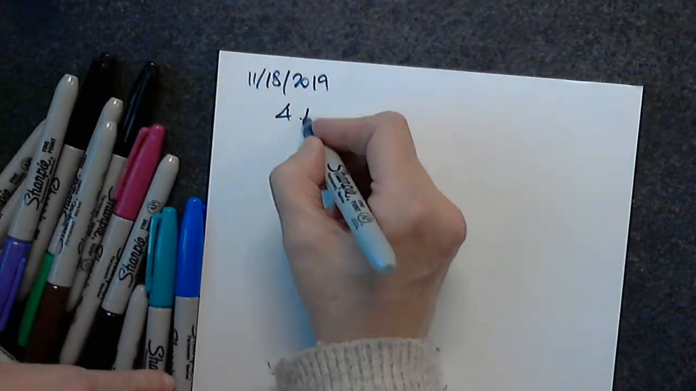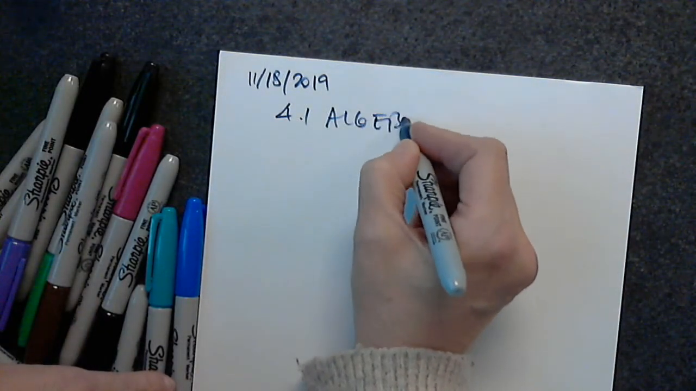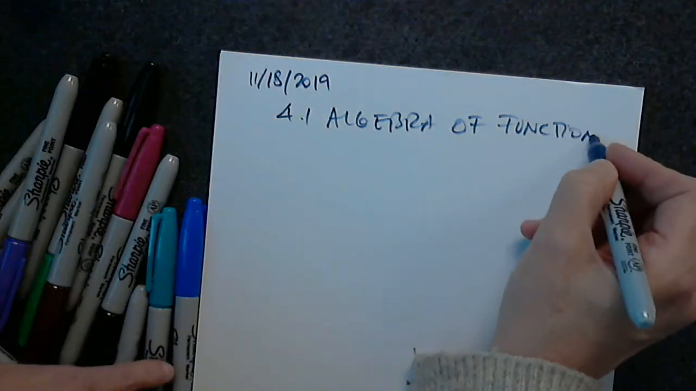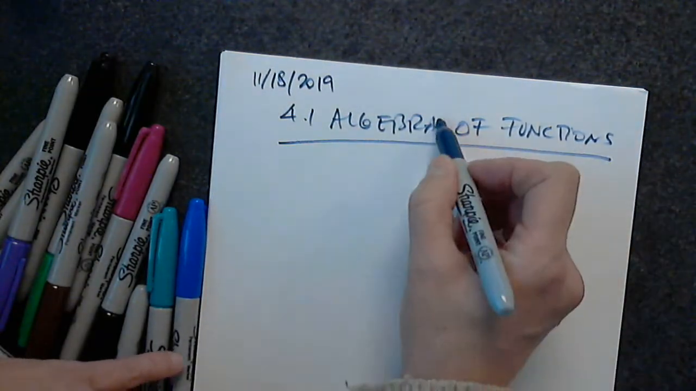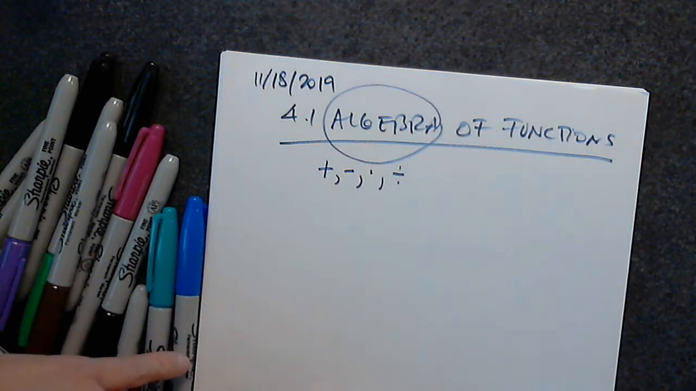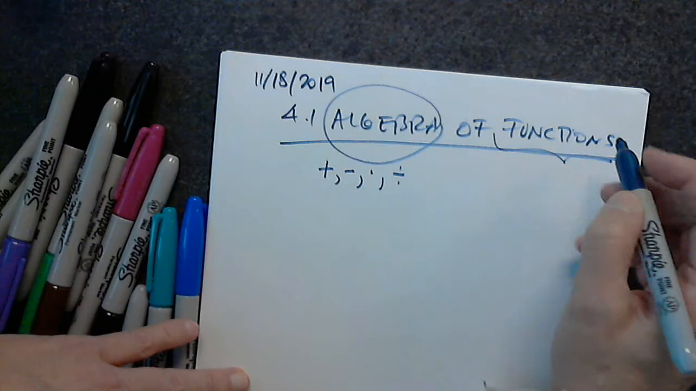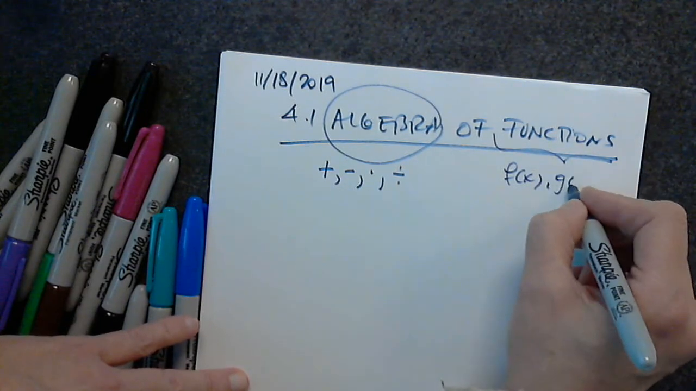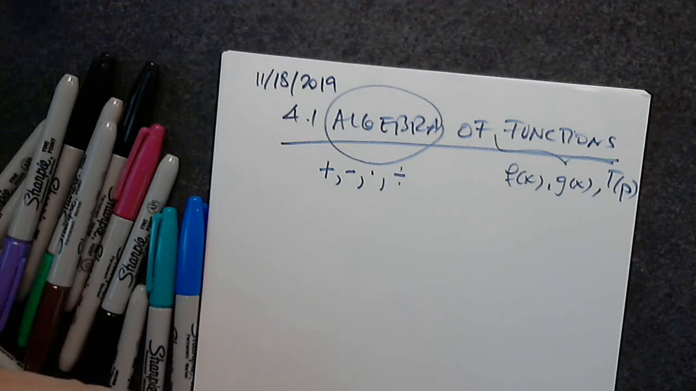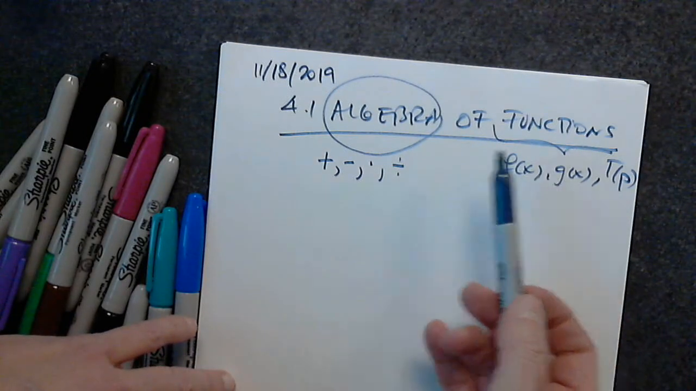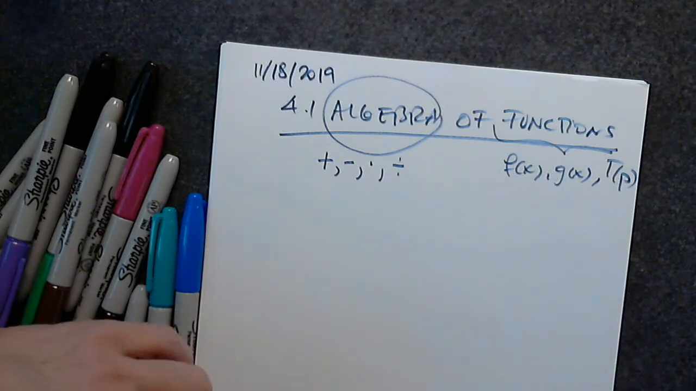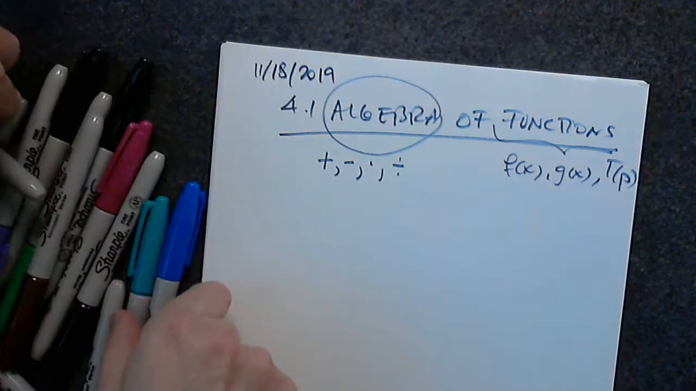Okay, so 4.1, Algebra of Functions. When we talk about algebra, we talk about addition, subtraction, multiplication, and division. When we talk about functions, we talk about f of x, g of x, t of p, and so forth. So obviously, we want to add and subtract, multiply and divide functions. So the notation is very self-explanatory.